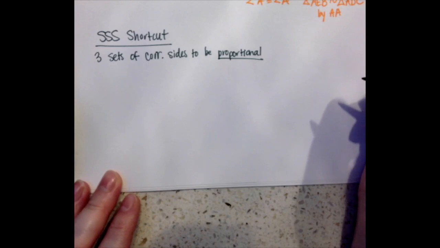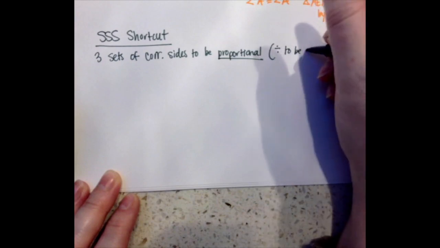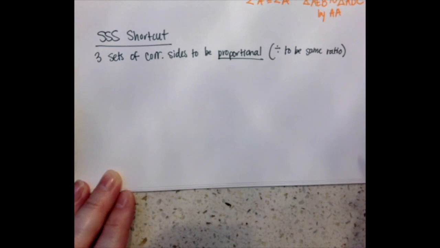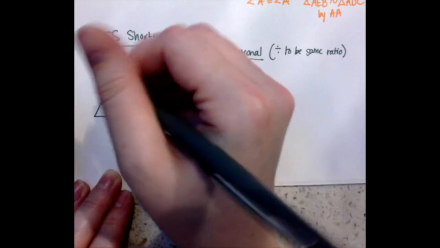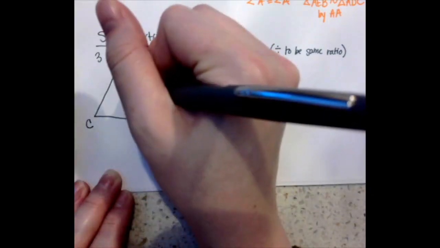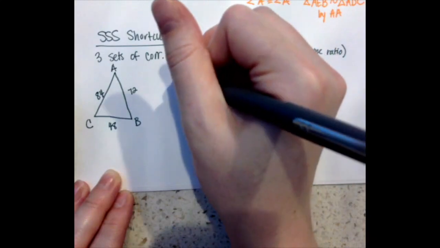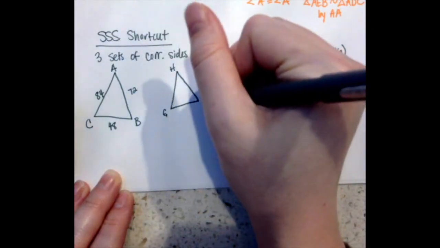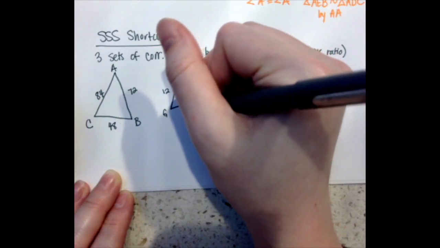And so this is where you're going to have to make your ratios. So we're going to divide to be the same ratio. So let's say we have this example where we have triangle ABC, and we're given the side lengths of these triangles, so 72, 48, and 84. And then we have another triangle over here, which is HGF. And we're also given these side lengths to be 12, 14, and 8.